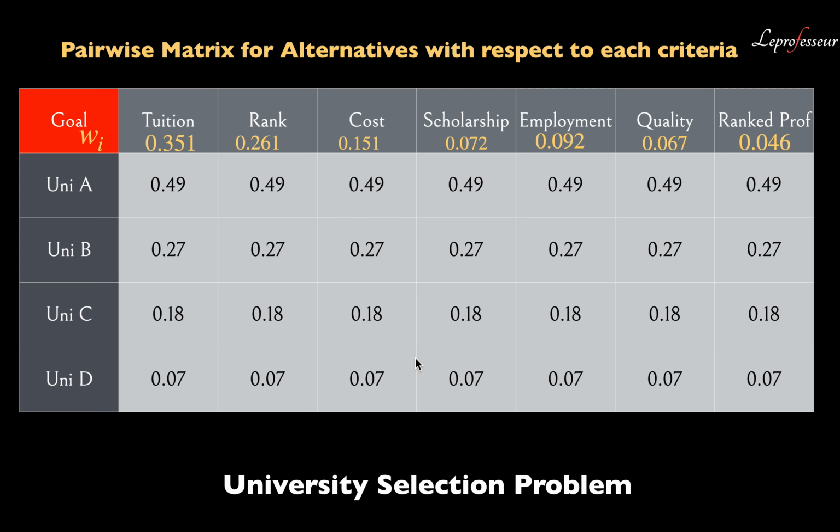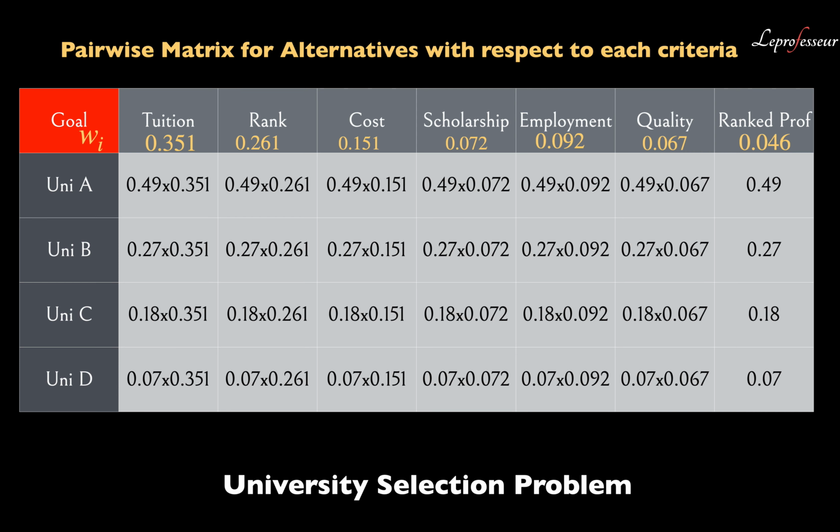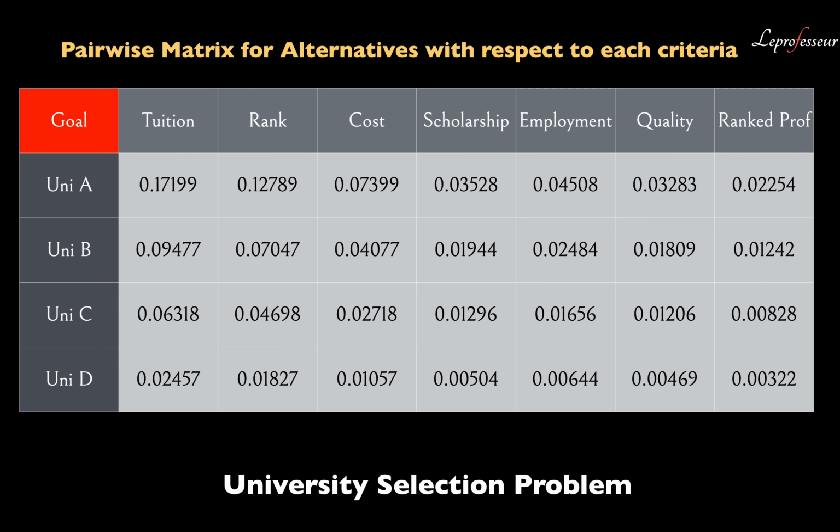All good. Now what are we going to do next? We're going to multiply the weight of each column with the entries in that column. Same operation again. Once we do that, we are normalizing with respect to the weight of each criteria. In other words, each criteria's influence is encapsulated in these numbers. Good. So we don't need those weights now because they are already included.